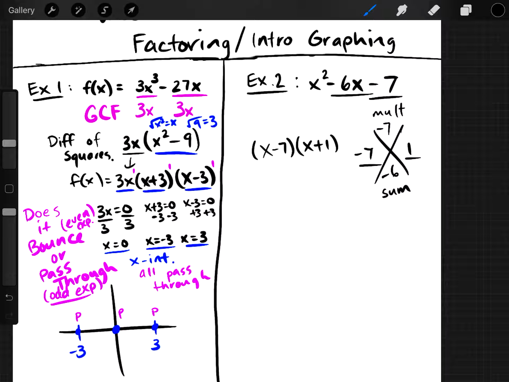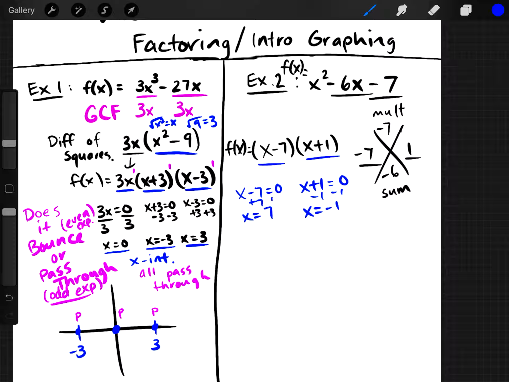So our function, sorry, I don't even have that up here. It's f of x equals, is represented by that. And again, just like we did on that left-hand side, we can find the x-intercepts. Does it bounce or pass through? That's the main information that I want to look at here. So we break it up. We got x minus 7, x plus 1. You set both of those equal to 0. We get x equals 7 and x equals -1. By subtracting 1, adding 7, those again are your x-intercepts.